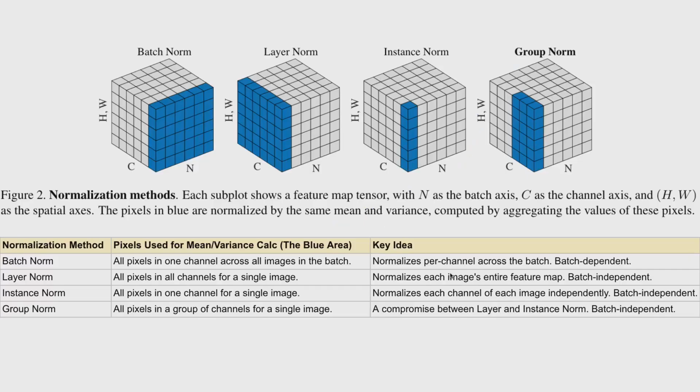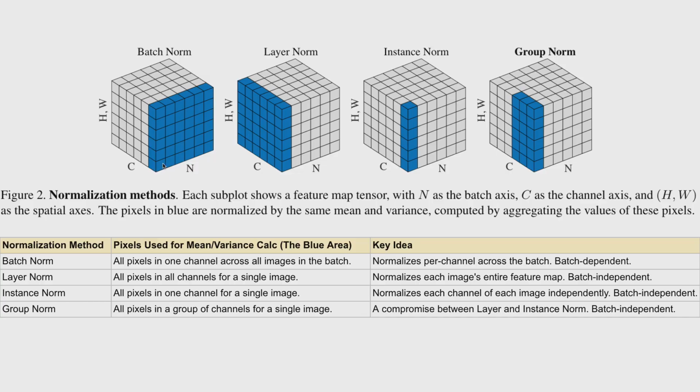This was a figure that took me a minute to understand, but once I did, it's a really nice way to visualize the 4 different normalization methods that they discuss. So we're just going to go left to right and top to bottom in this table. So first we have batch norm. And in batch norm, all pixels in one channel across all images in the batch are used for mean and variance calculations. So if we look at the dimensions of this cube, we have N, which is the batch size.